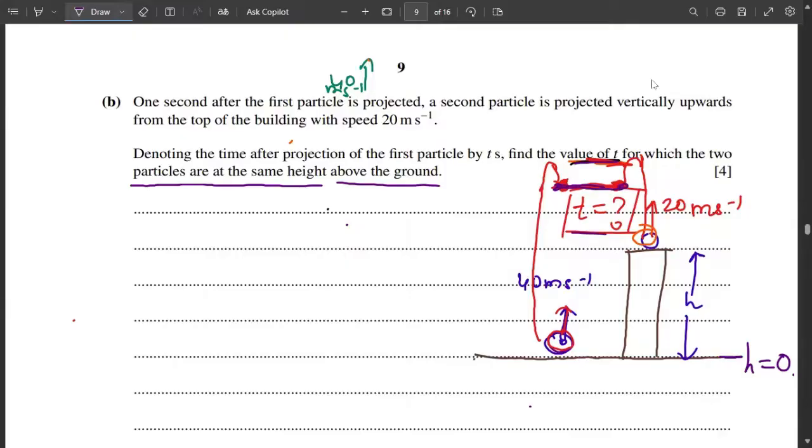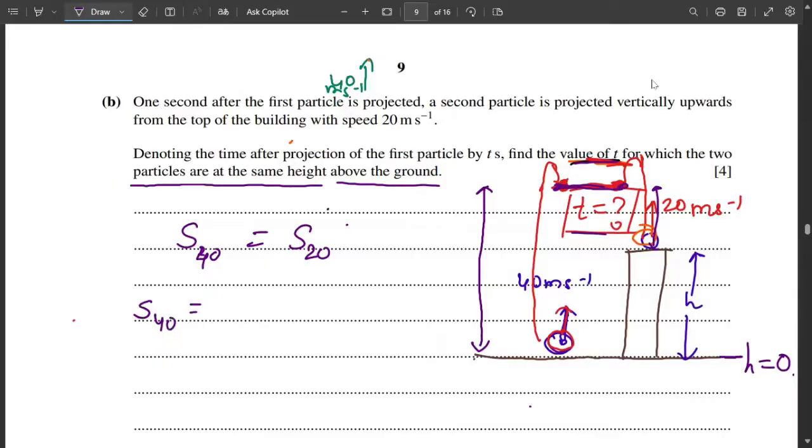First, what we need to realize is the displacement of the 40 meter per second particle should be equal to the displacement of the 20 meter per second particle. That's the first thing. This is the displacement. One second. This is the displacement right here. So what is the displacement of the 40 meter particle?